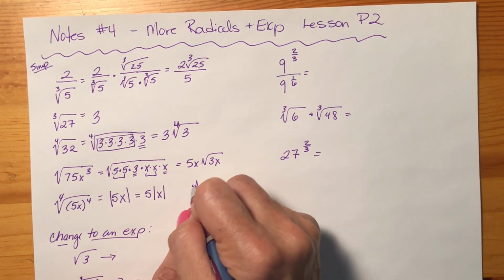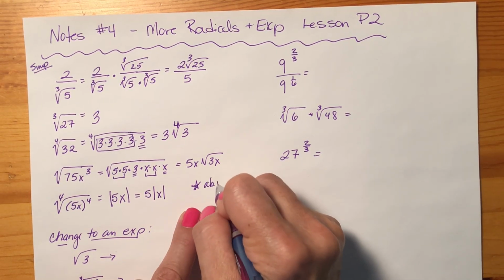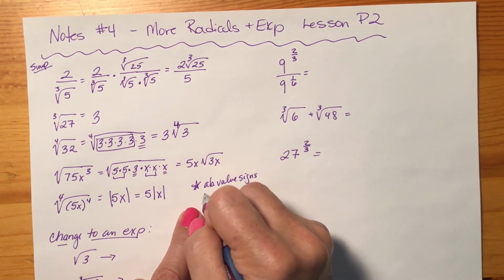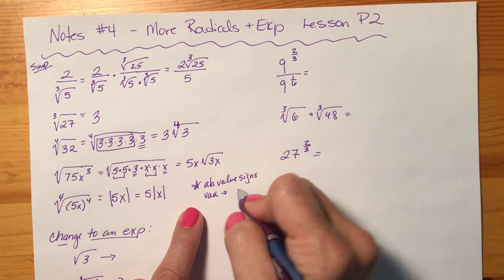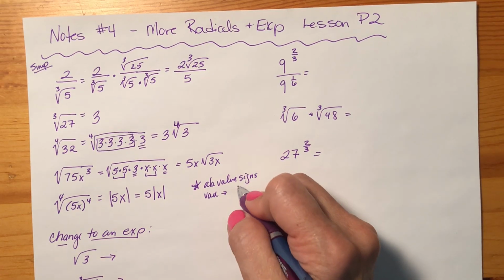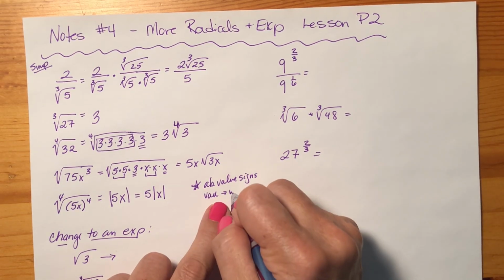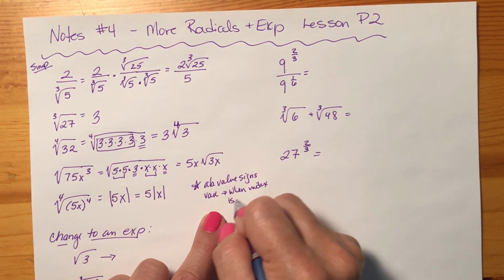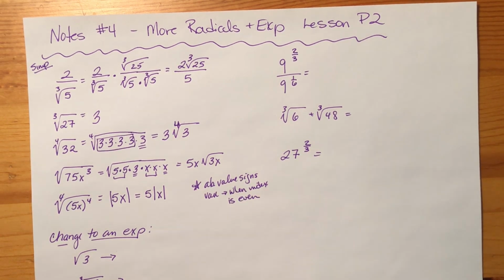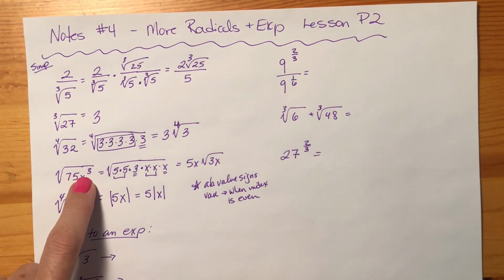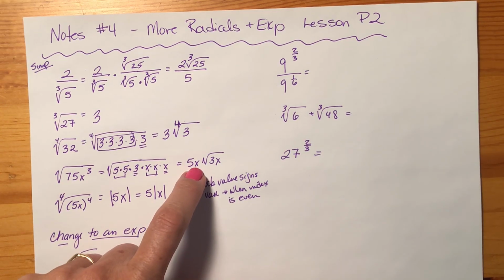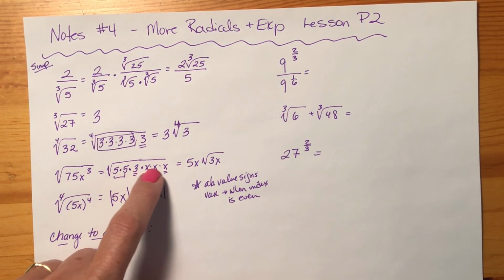So if you have absolute value signs around a variable, you need them when the index is even, okay? So when your index is even, you're good. Here we would be okay, right? Our index is even. If it were odd, this would still be a negative, right? Because you've got 3 of them in there.